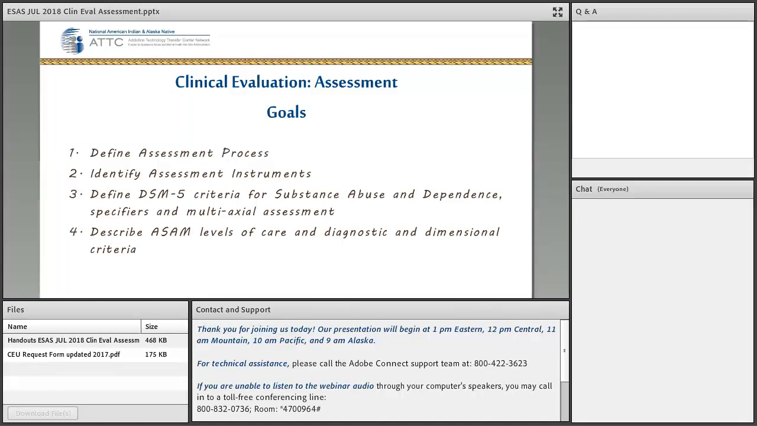So here are the goals. The clinical evaluation for assessment is, at the end you should be able to define the assessment process, identify assessment instruments, define the DSM-5 criteria for substance abuse and dependence, specifiers and multi-axial assessment, and describe ASAM levels of care and diagnostic and dimensional criteria.